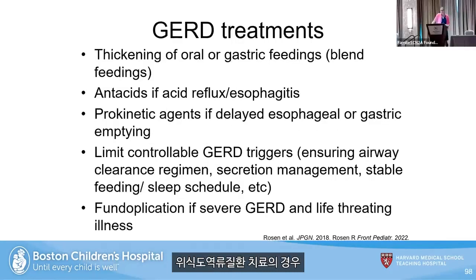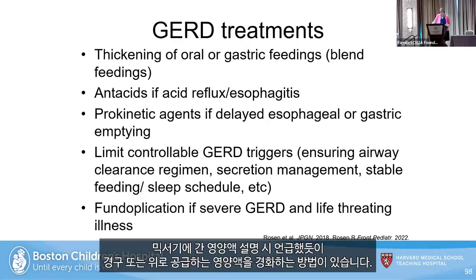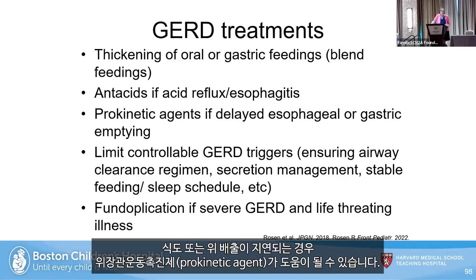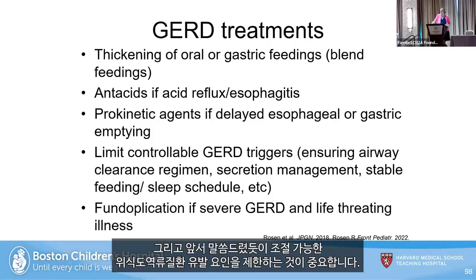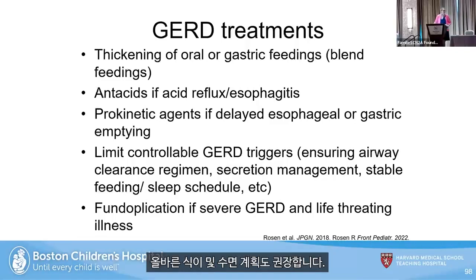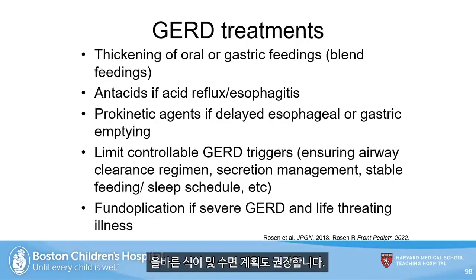For reflux treatments, we often think of thickening of oral or gastric feeds, like we talked about with blenderized feedings. Antacids, 100%, if there is acid reflux or any signs of esophagitis, if there's been an endoscopy. Prokinetic agents can be helpful if there is delayed esophageal or gastric emptying. And again, like we talked about, you want to try to limit those other controllable reflux triggers, ensuring all your patients have a stable airway clearance regimen and good secretion management. And I also promote a good feeding and sleep schedule.